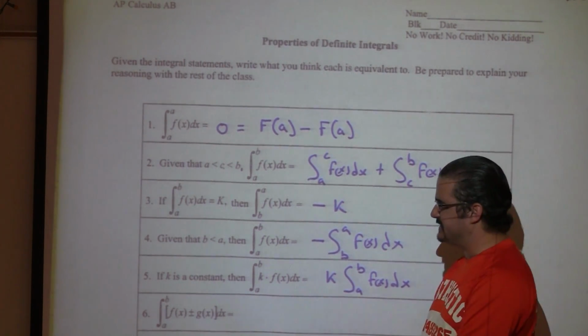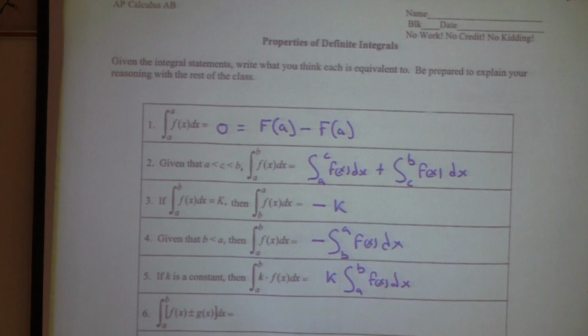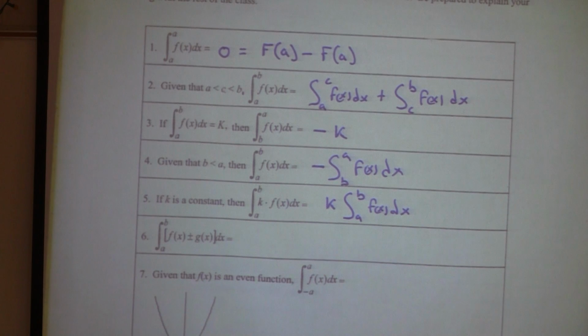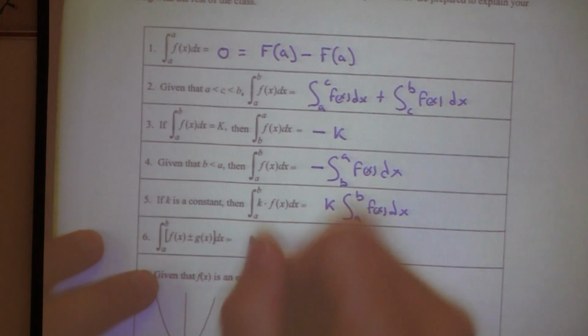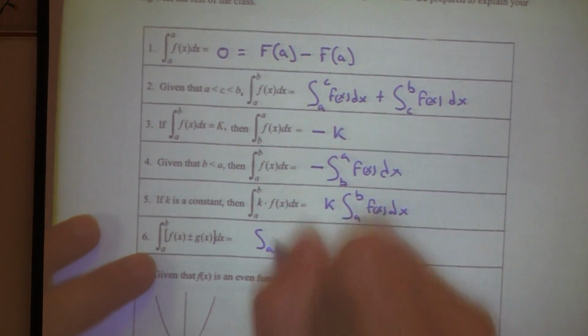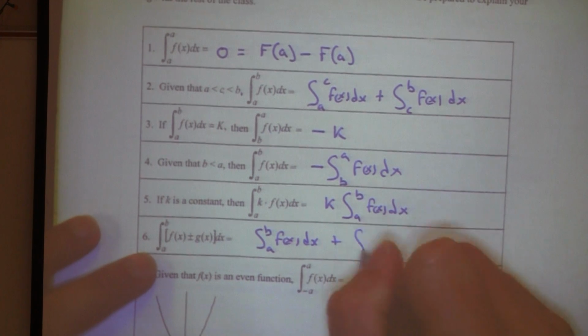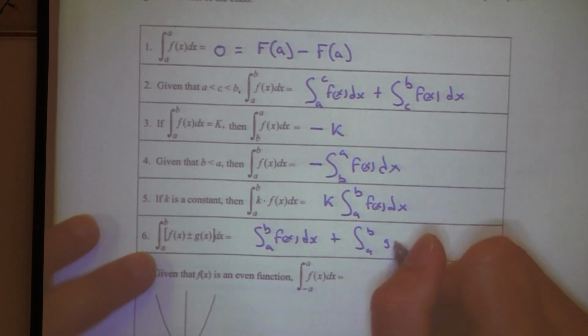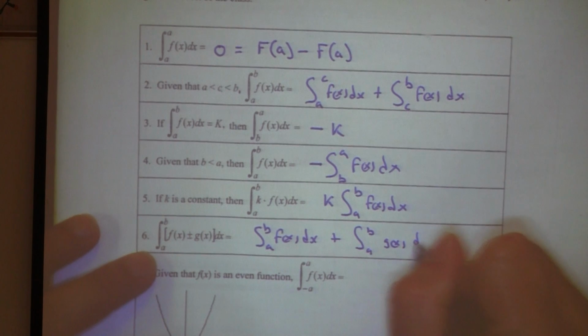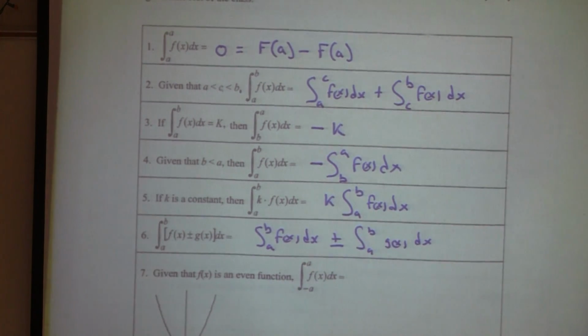Alright, how about number 6? If I had the addition of two functions within the integral. How could I do it? Could I just what? Very good. Separate it into two integrals, right? So the integral from a to b of the first function plus the integral from a to b of the second function. Plus or minus, right? Whatever's happening there with it. Good?